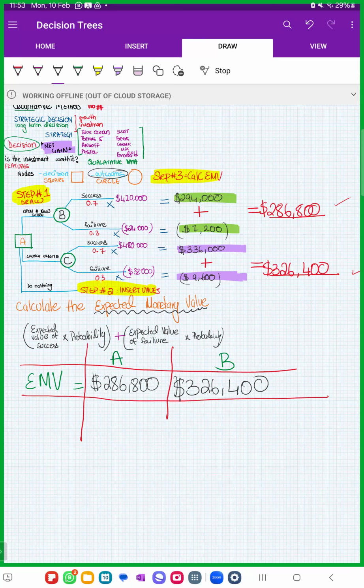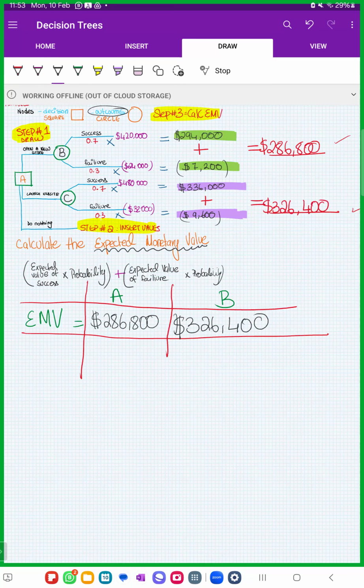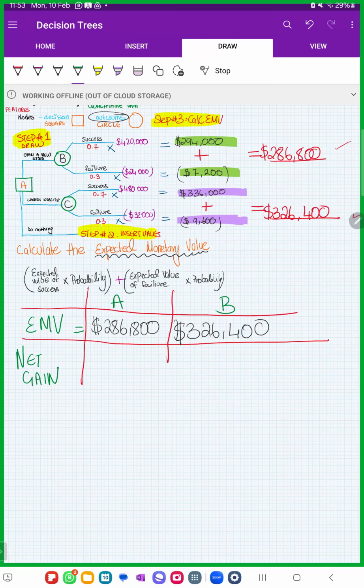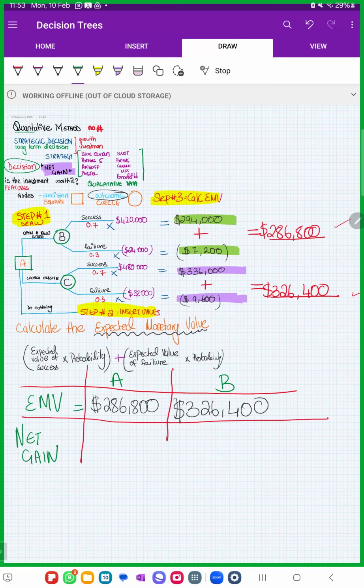All you have to do over here is super easy. Your net gain. Wait, do you want a minute to write this down? And then I'm going to do the net gain. Write the formula for expected monetary value, understand this, and then I'll do net gain. Okay. It's better you understand this first.